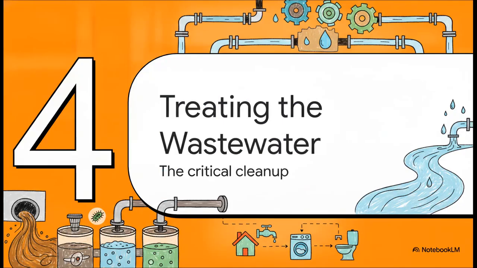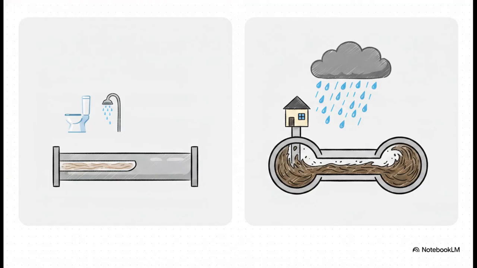Next up is Section 4, treating the wastewater, the critical cleanup phase. Metric D forces utilities to categorize their cleanup efforts based on the type of sewer the wastewater comes from. This is a super interesting distinction. On one side, you have sanitary sewers. This is the predictable, daily waste coming from our toilets, showers, and industrial drains.